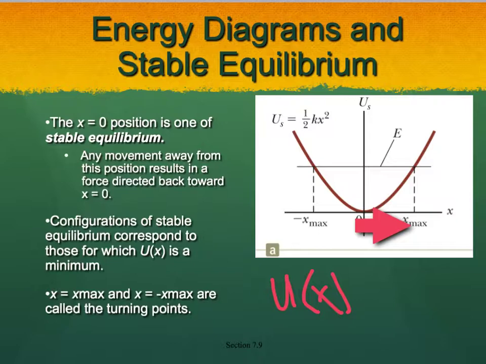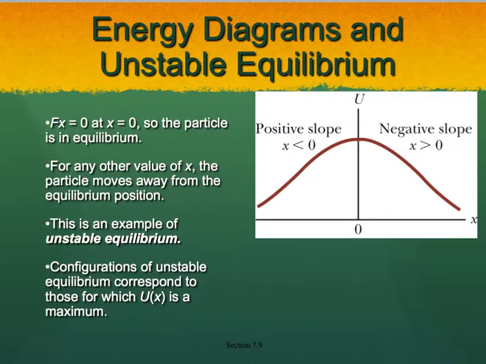So remember that for a stable equilibrium, if we draw potential energy as a function of x, it corresponds to U of x being a minimum. Now, instead of a stable equilibrium, let's say that something has an unstable equilibrium. What would that graph look like? Again, let's model that: the force in the x direction at x equals 0 is 0, so in that case the particle is just at equilibrium.